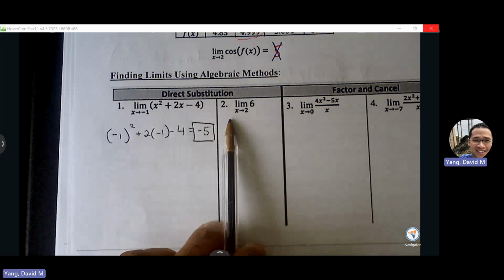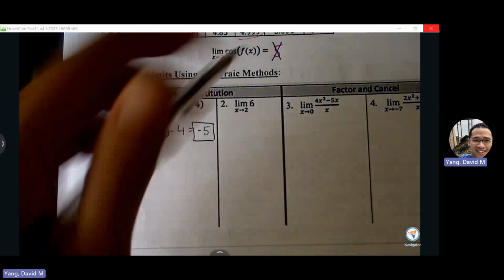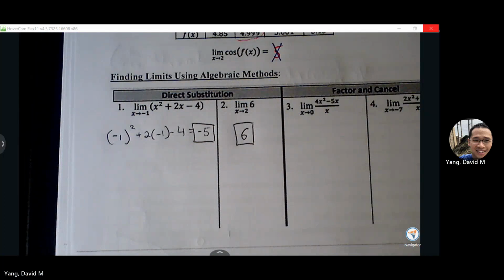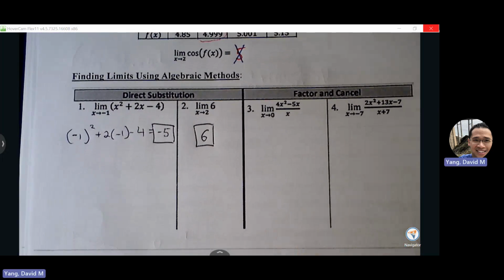Okay, number 2, do I have a variable to plug in? No, so my limit is just always going to be 6, right? It's going to hold that y value all the way through. Okay, so number 3, again, we're not going to do anything different. Our first step will always remain the same if we are approaching a real number. If we're approaching infinity or negative infinity, we have a different set of steps. But if it's a real number, we always plug in.